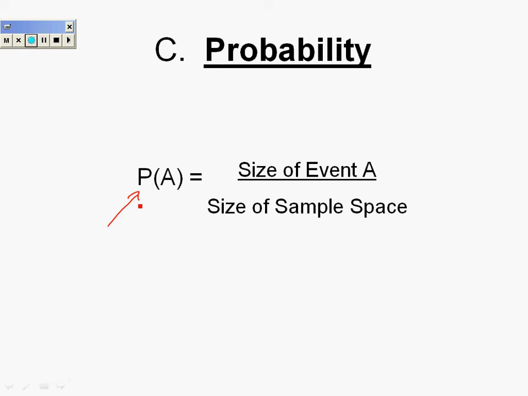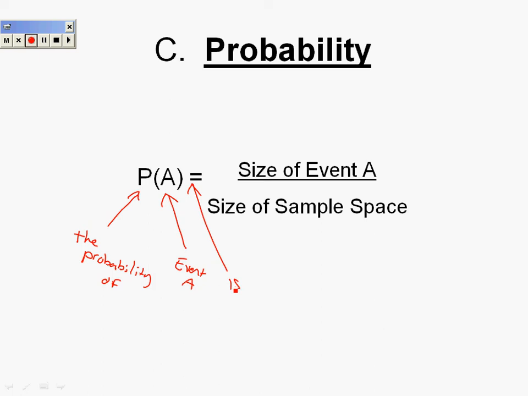The P stands for the probability of, and this represents the event we're looking at. So the probability of event A is the size of event A over the size of the sample space.